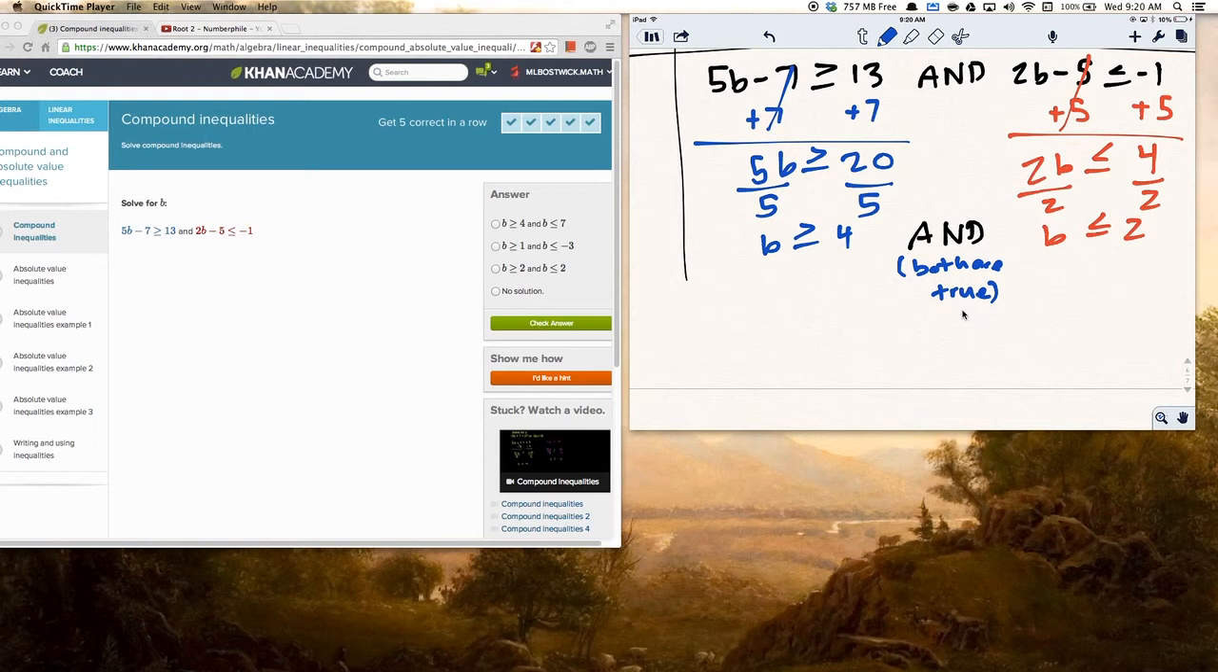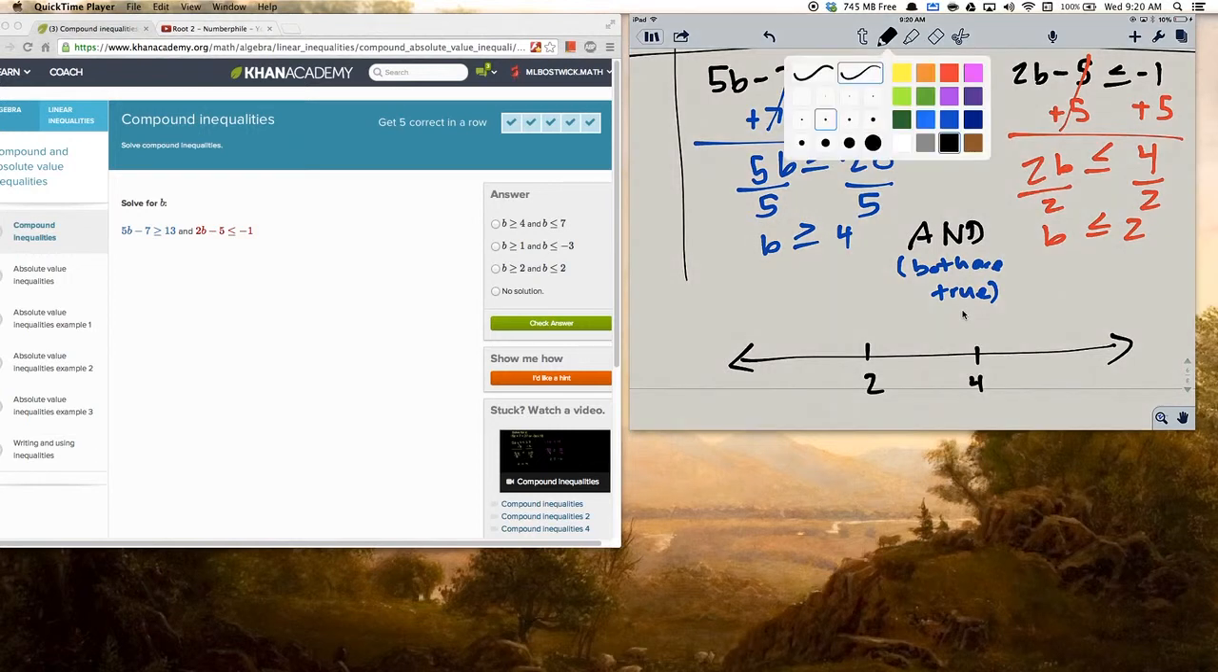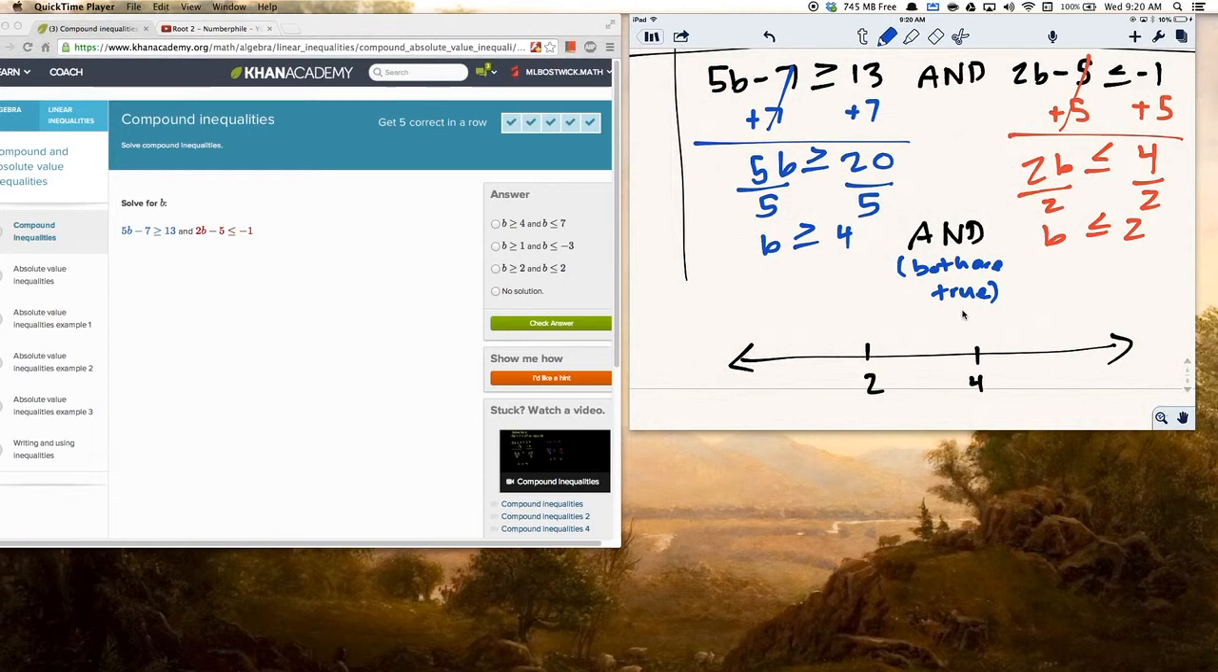That's what and means. And so I think one of the easiest ways to think about this is to draw a number line. And so I'm going to put my cardinal numbers here, 2 and 4. And I'm going to graph each of these inequalities separately. So b is greater than or equal to 4. So I'm going to put a closed circle around 4. And then I'm going to shade to the right. So I shaded to the right. Okay, for b is less than or equal to 2, it's a closed circle here. And then less than or equal to is to the left.